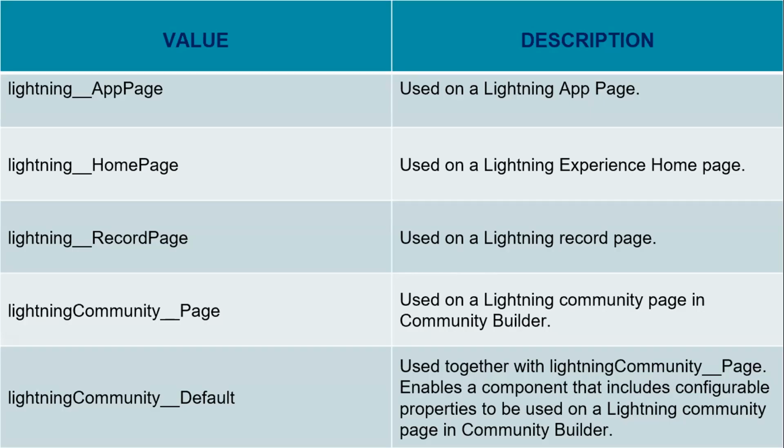So these are the list of keywords that are used inside the target tag. If we use lightning__AppPage, we can place our component inside our Lightning app page. If we want to place our Lightning component inside any home page, we can use the tag lightning__HomePage. And lightning__RecordPage is used to place our component inside the Lightning record page. And lightningCommunity__Page and lightningCommunity__Default, both tags are used for Community Builder.